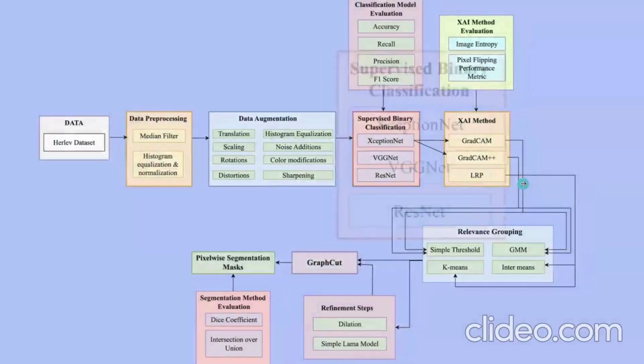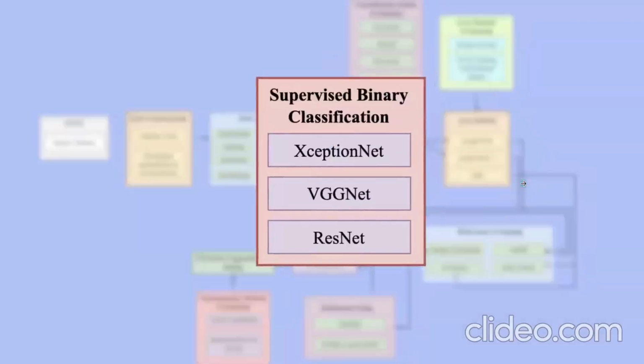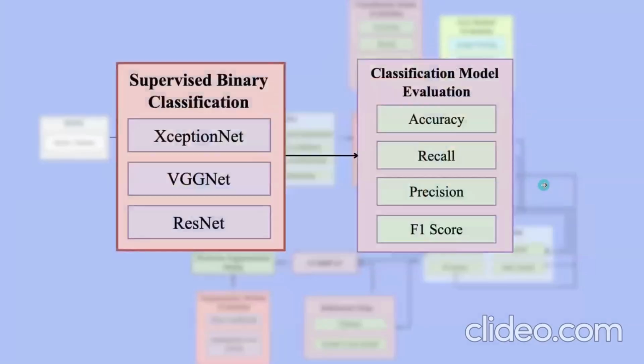For classifying the images into normal and abnormal, we used VGGNet, XceptionNet, and ResNet, all pre-trained on the ImageNet dataset. We froze the initial layers to capture the generic features while the latter layers were modified and trained on our dataset to capture the dataset-specific features. To evaluate the performance of our models, we used metrics like accuracy, precision, recall, and F1 score.